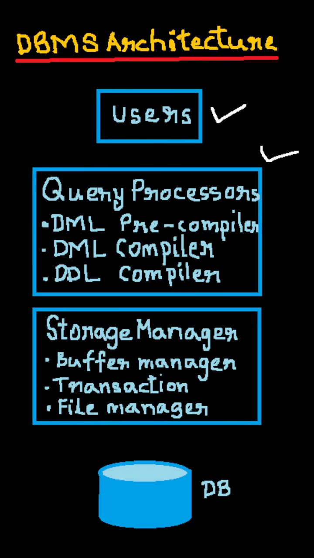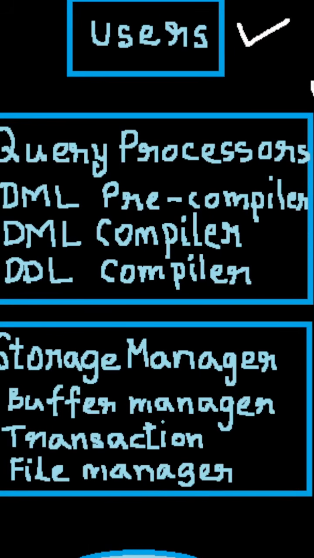Now let's look at the storage manager. It contains the buffer manager, transaction manager, and file manager. The buffer manager manages data in main memory. The transaction manager manages transactions and helps maintain database consistency. The file manager manages the physical database files.